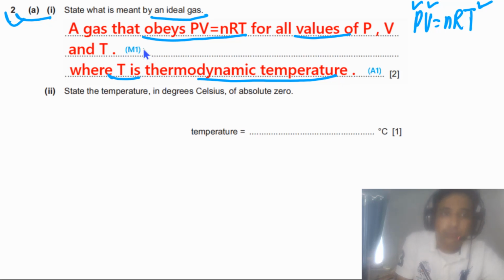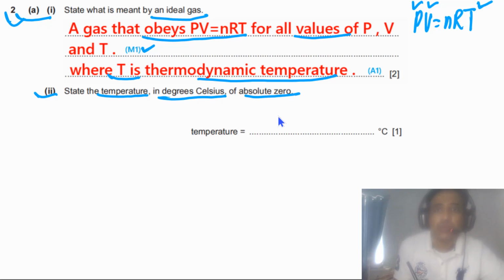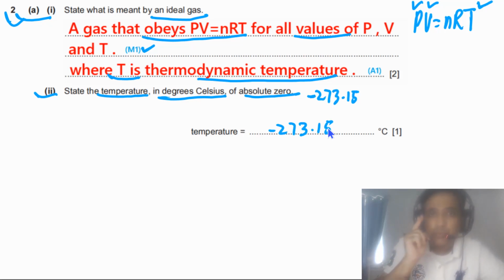In this case you can see the first mark is the M mark. This has to be in your answer. If this is in your answer and you have also written that T is the thermodynamic temperature, you will get 2 marks. For the second part, we need to state the temperature in degrees Celsius of absolute zero. For A2 physics, we have to state this up to 2 dp. So it's very important that it is given up to 2 dp. If you write down 1 dp, you will lose marks, meaning you will not get this mark.